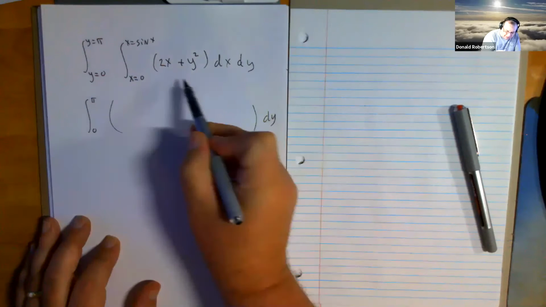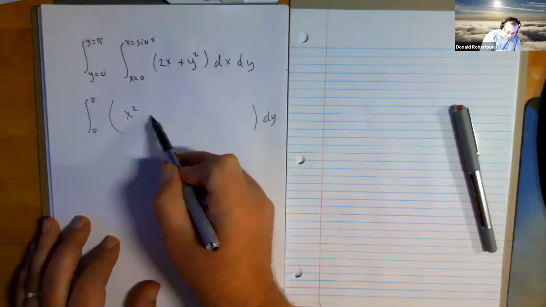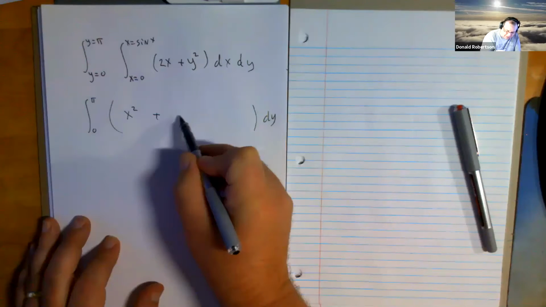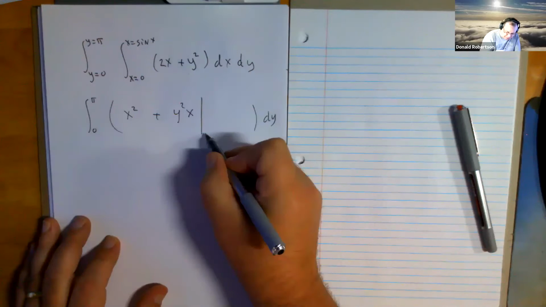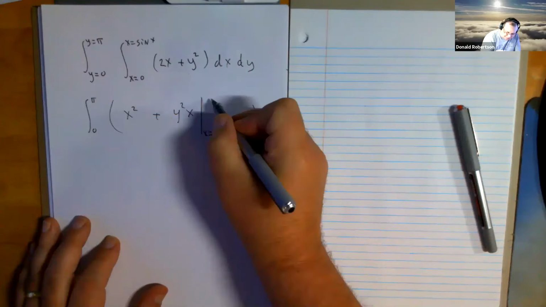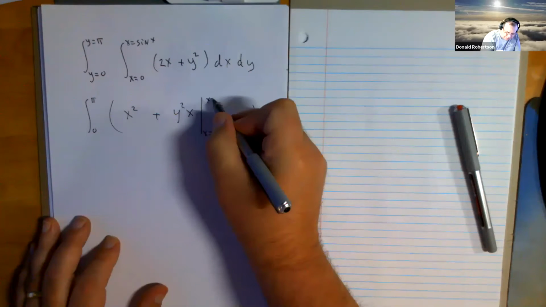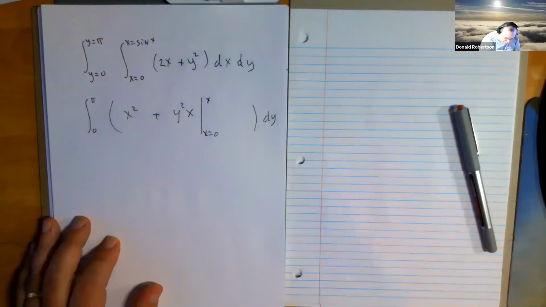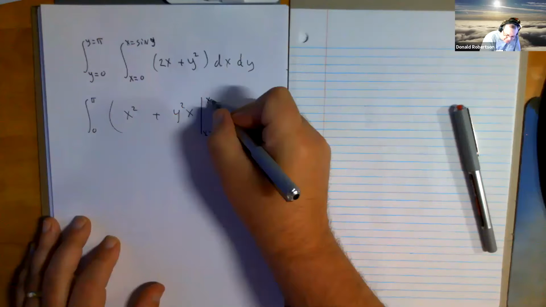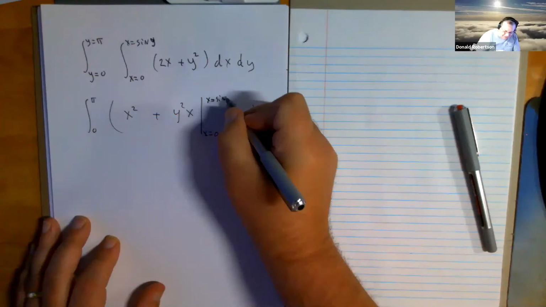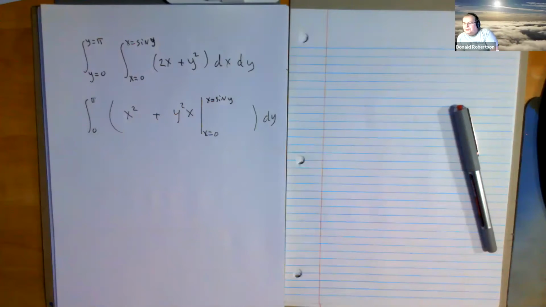And let's see what we get. That guy is going to get me x squared. That guy is going to get me y squared x. And it's going to be from x equals 0, glad I fixed that in the last minute, x equals 0 to x equals sine y.